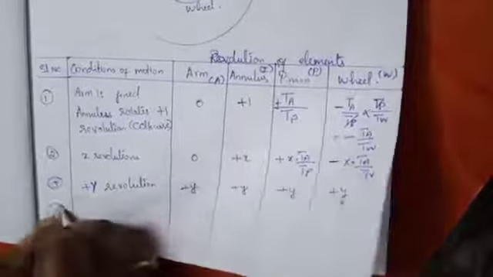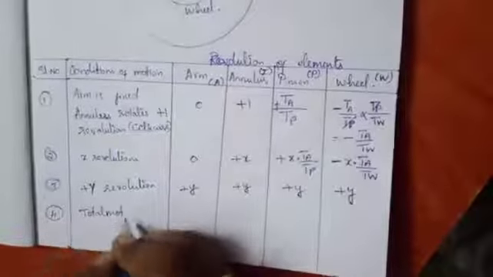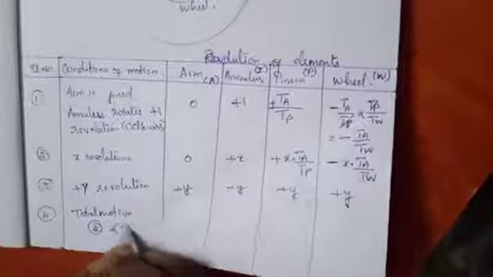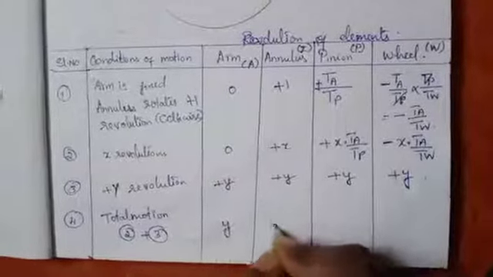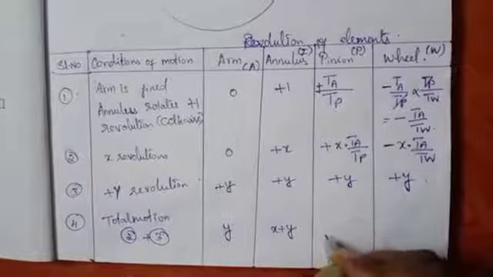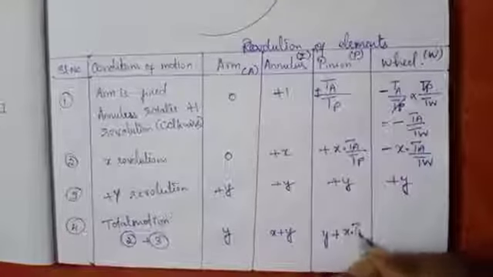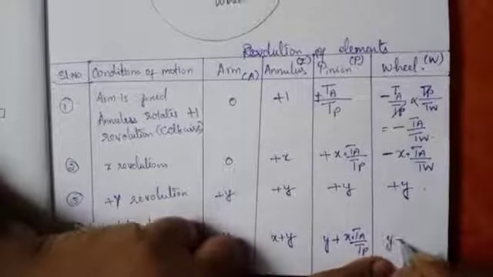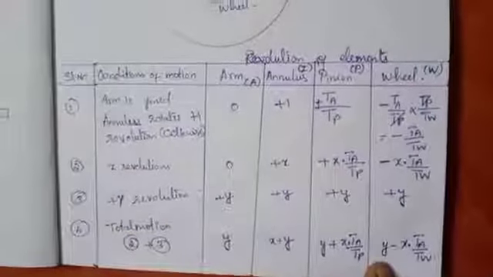And then the fourth one is total motion. Total motion is nothing but steps 2 and 3. You need to add the second step and the third step. Give that total motion: y, x plus y, and y plus x dot TA by TP, then y minus x dot TA by TW. So from this you will get your equations.